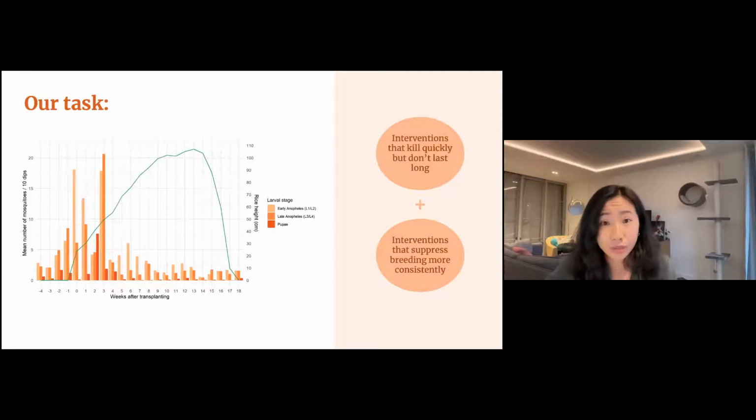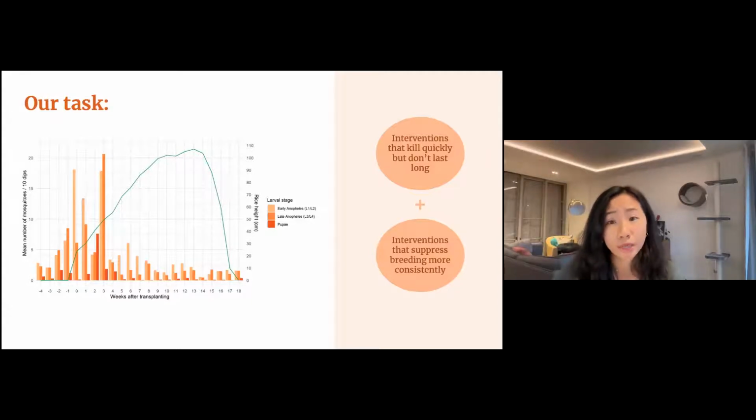This would be very costly and labor intensive, especially if larvicides need to be evenly distributed spatially and temporally in each plot throughout 5 months in an entire irrigation scheme. And on the other hand, we have interventions that are not immediately lethal, but their effect lasts longer. So they help reduce breeding more consistently throughout a rice growing season. This includes fish and intermittent irrigation.